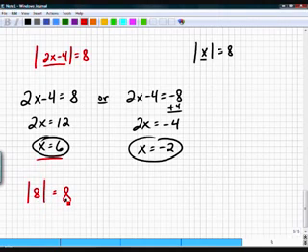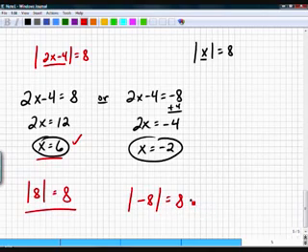Equals 8. So again, all I did was I took my x, plugged in a 6. Is that true? Check. We think x is also negative 2. So you get the absolute value of what's 2 times negative 2? Minus 4 is negative 8. Right? Does that equal 8? Check.